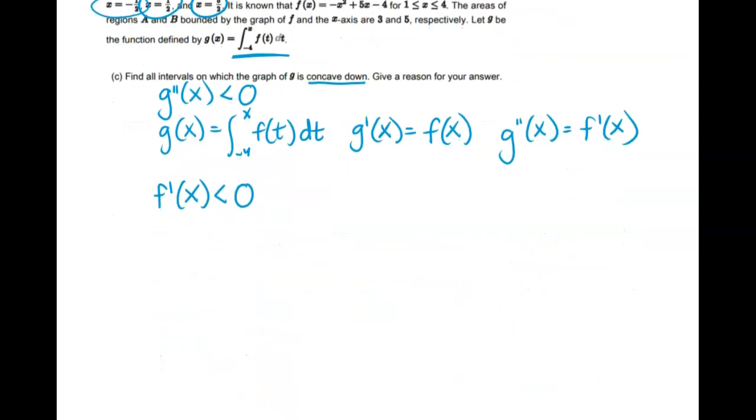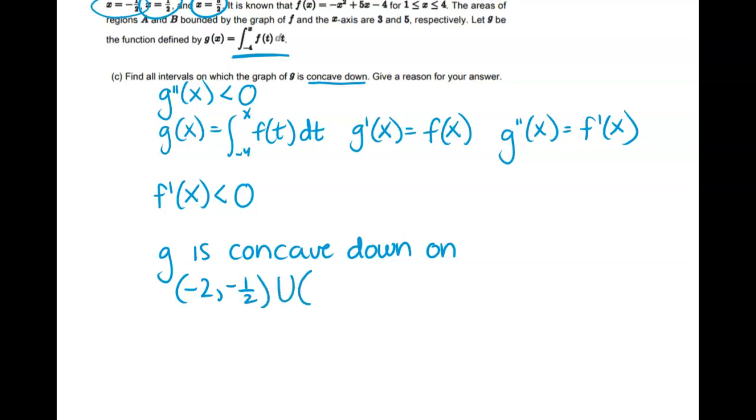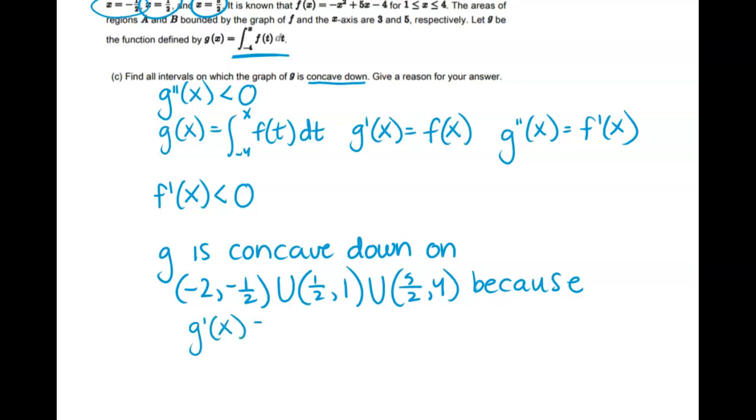So what we know, g is concave down on the intervals -2 to -1/2, 1/2 to 1, and 5/2 to 4, because g prime of x equals f of x equals 0, and g double prime of x equals f prime of x is less than 0.